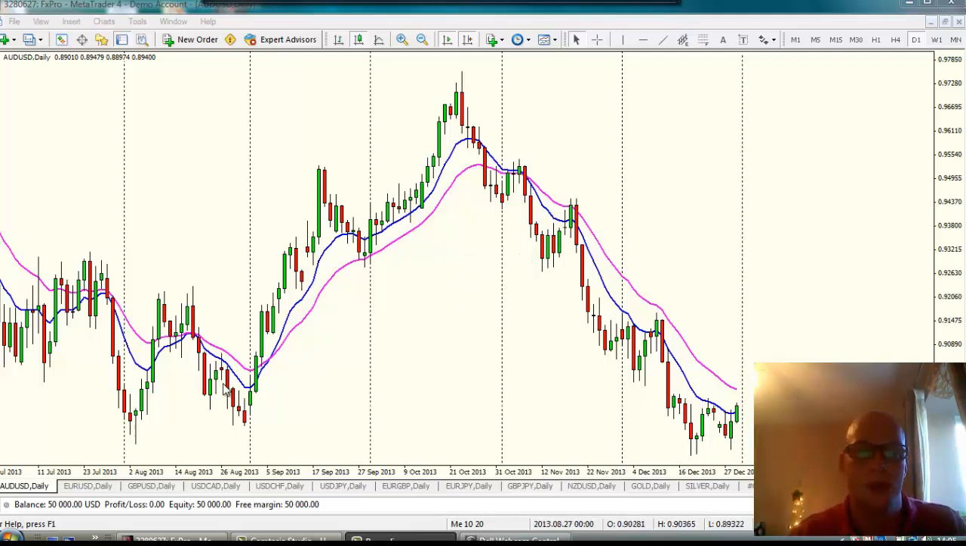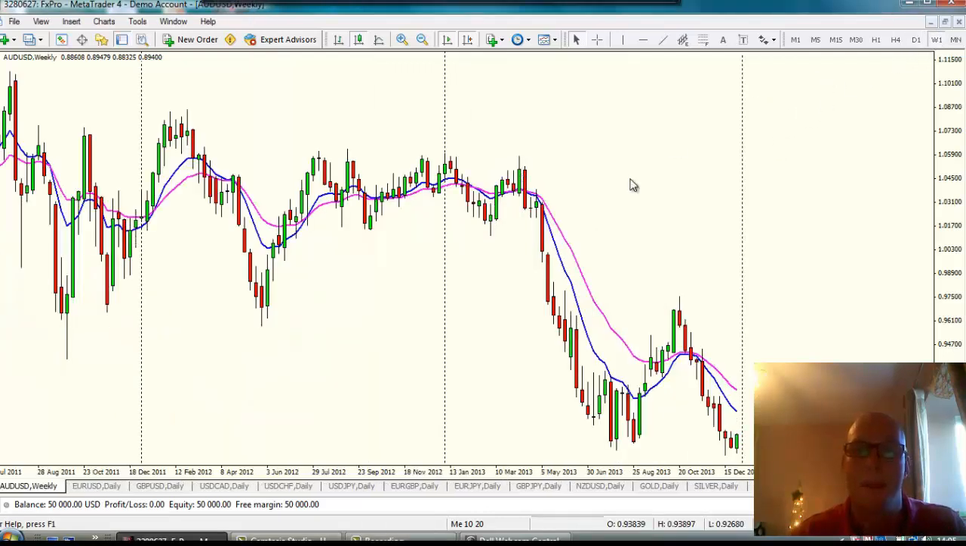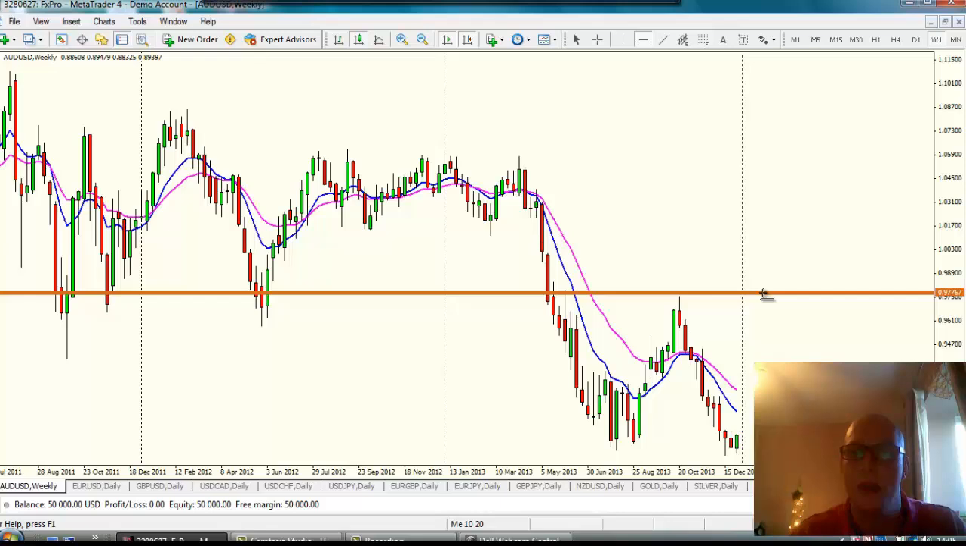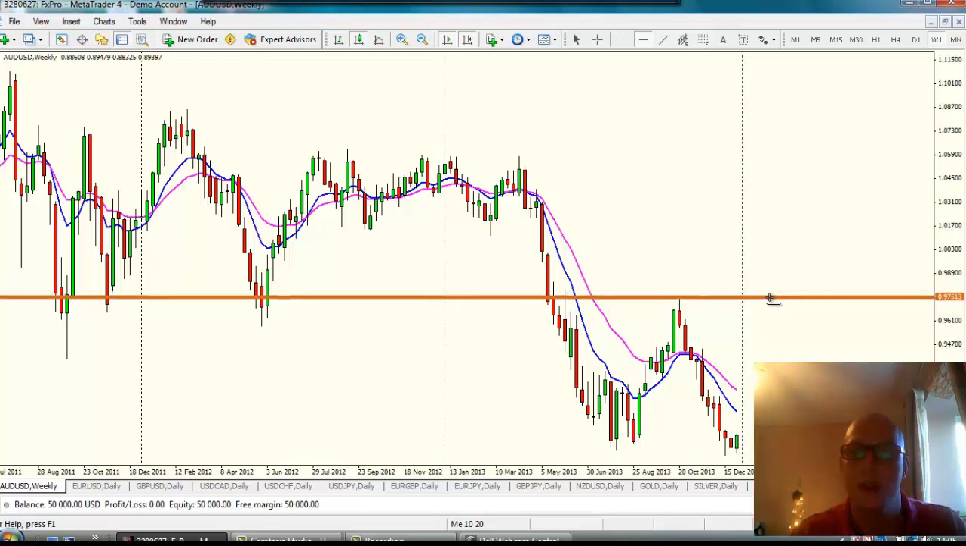What we normally do first is go to the higher time frame, which is the weekly chart, and I'll start marking what I consider to be the most recent turning points in the market, with some horizontal levels.